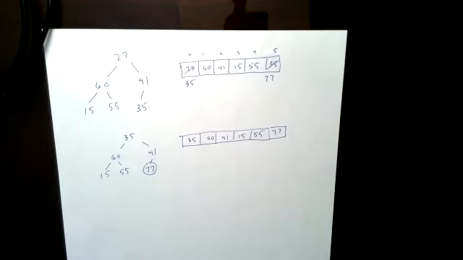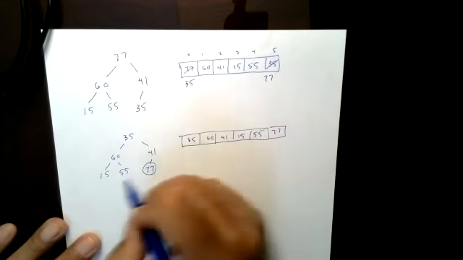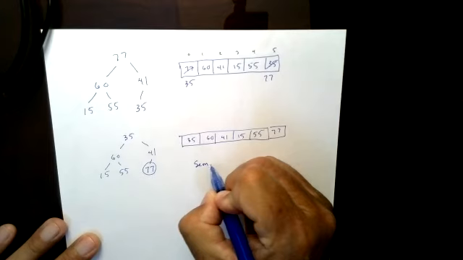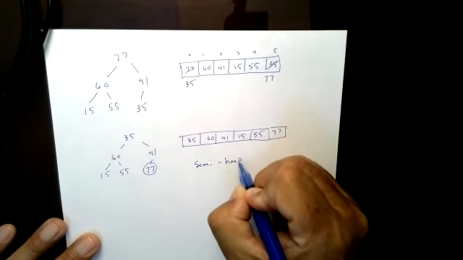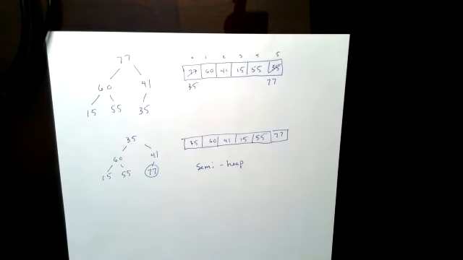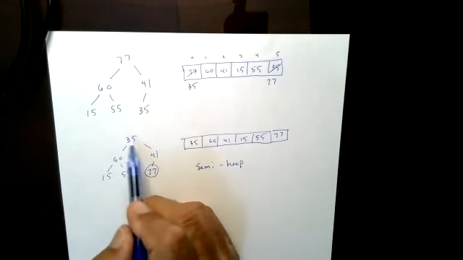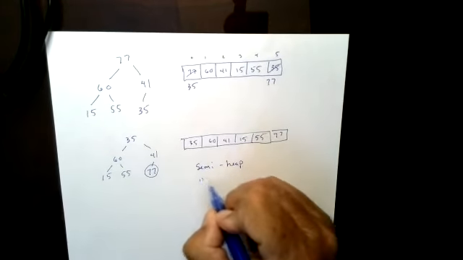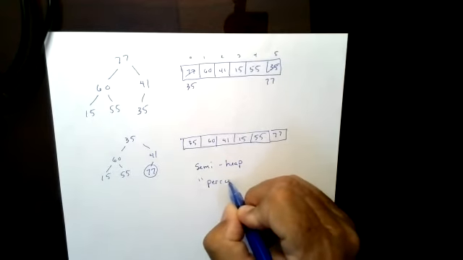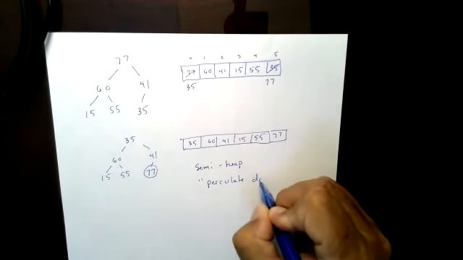Now, my problem is I no longer have a heap. I have something called a semi-heap. And I can fix this by percolating down. 35 is just messing me up. So I'm going to percolate down.